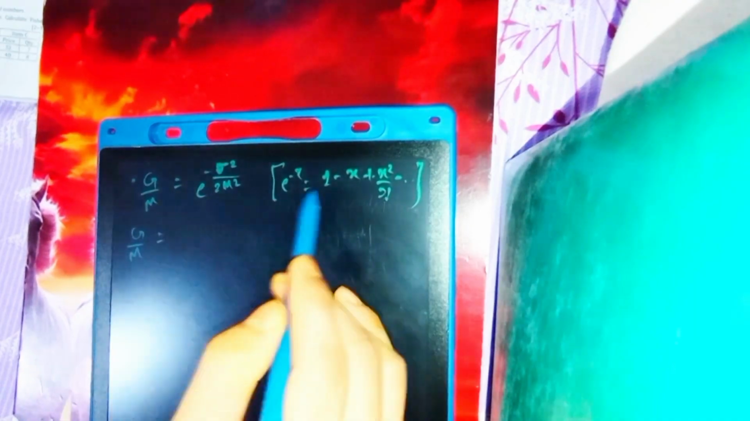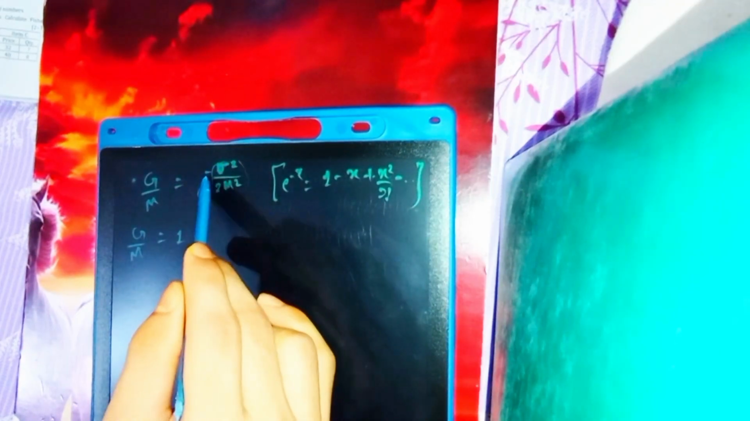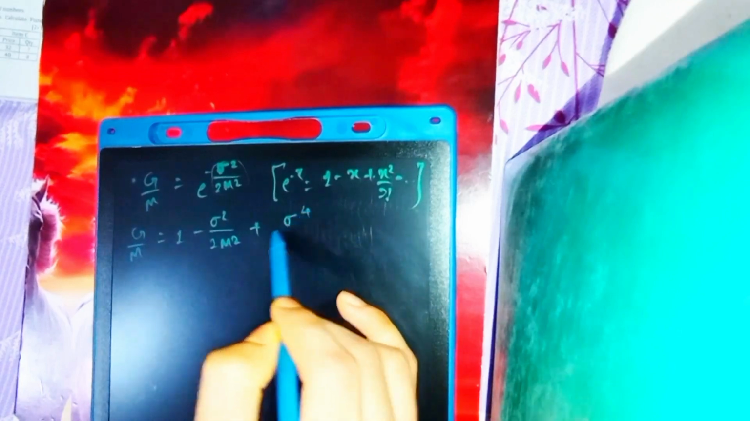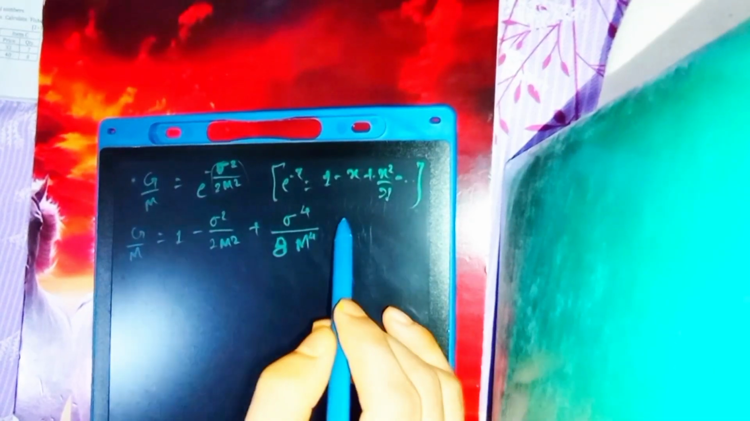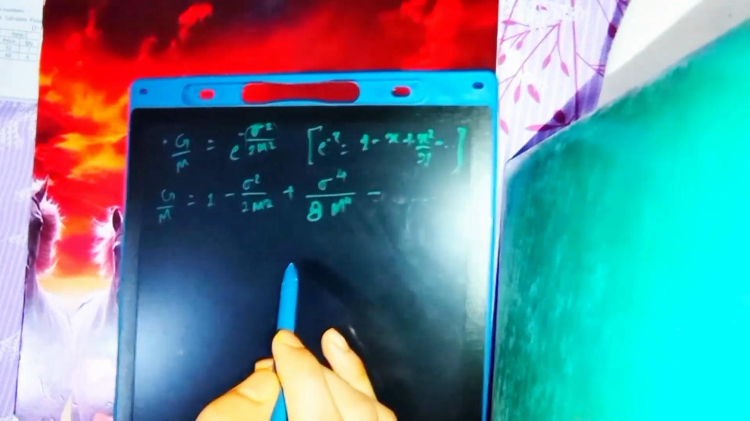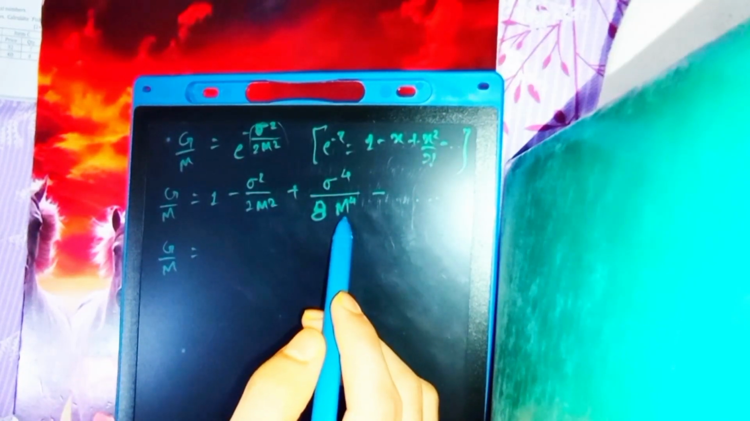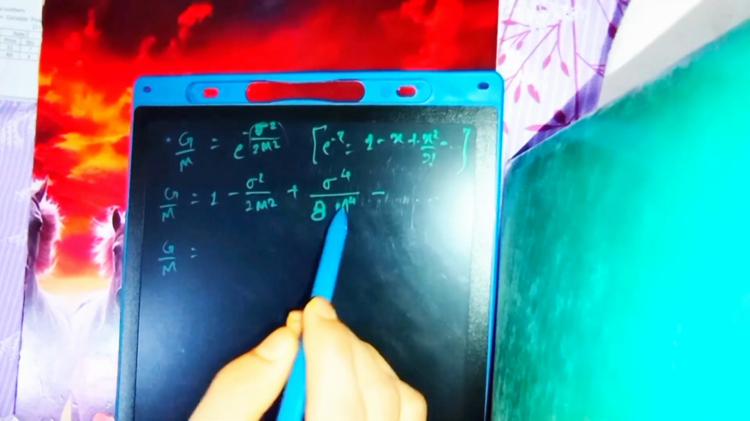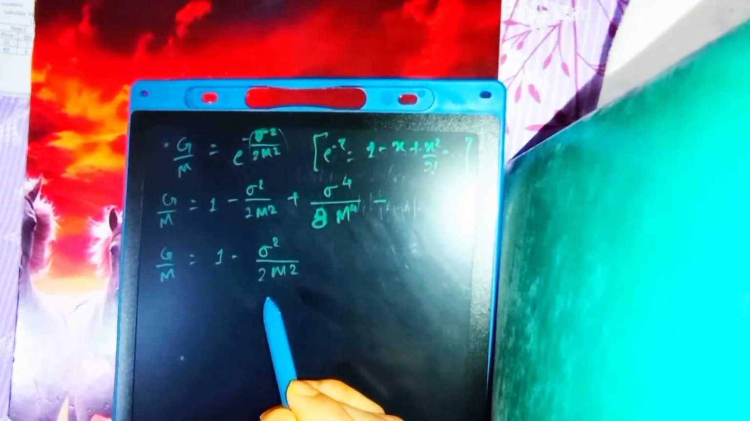So g by m will be equal to 1, and minus x means minus, where x is sigma square by 2m square, so we write minus sigma square by 2m square plus x square by 2, that will be sigma power 4 by 4 times 2, which is 8 m power 4, and so on. I hope this term is correct, but that doesn't matter because that will be neglected. The question also said we can neglect the higher powers of sigma and m. So when neglected, the remaining term is g by m is equal to 1 minus sigma square by 2m square.